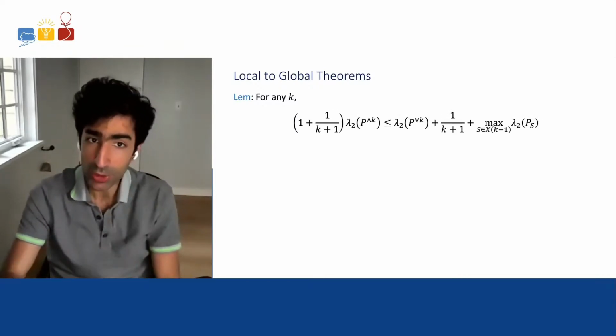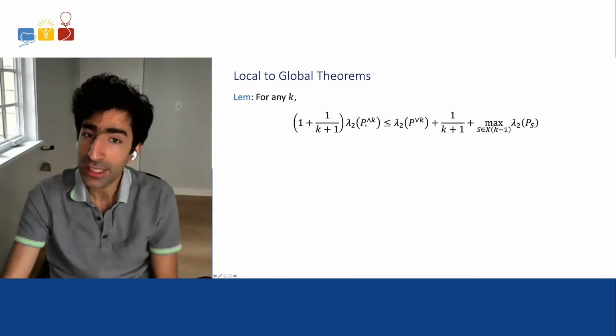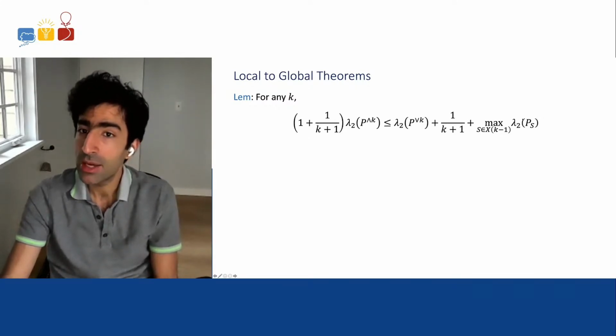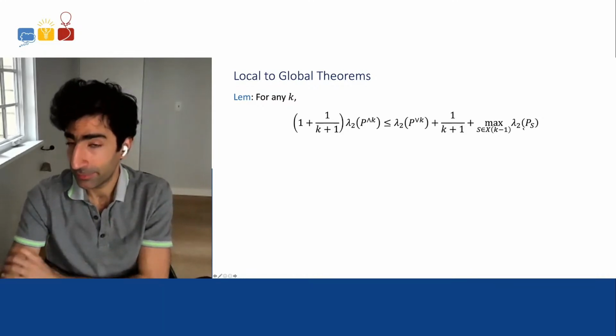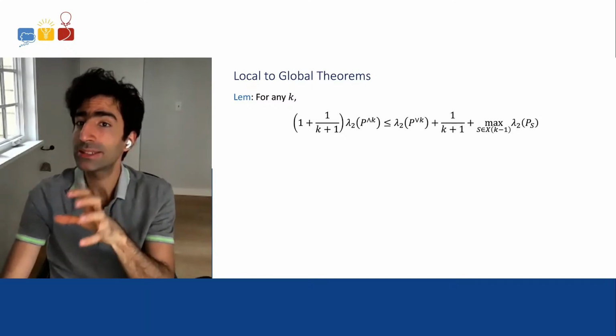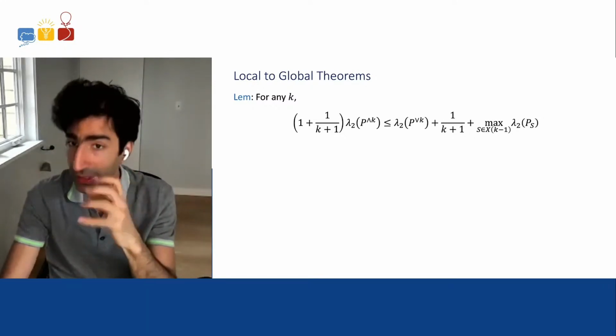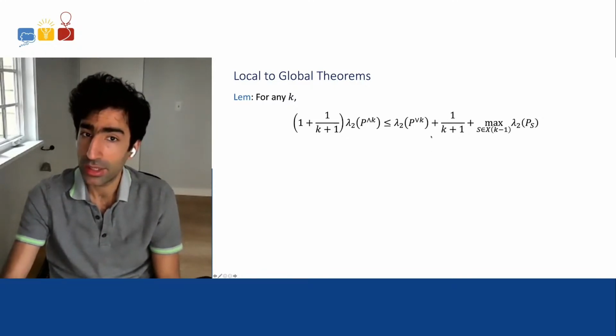I'm not going to tell you how to prove it, which relates the second eigenvalue of the up-down walk at level k and the second eigenvalue of the down-up walk at level k, modulo some loss which comes from the local random walks of links of sets of size k minus 1.